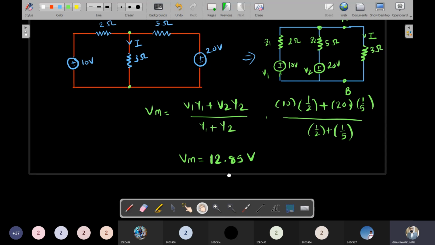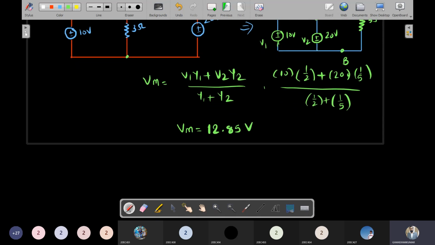And now the remaining one, that is Zm. Zm is equal to 1 upon 1 by 2 plus 1 by 5. Just tell me this one. 1.428 ohm. Okay, so this is what we are getting. Now we just convert this one.